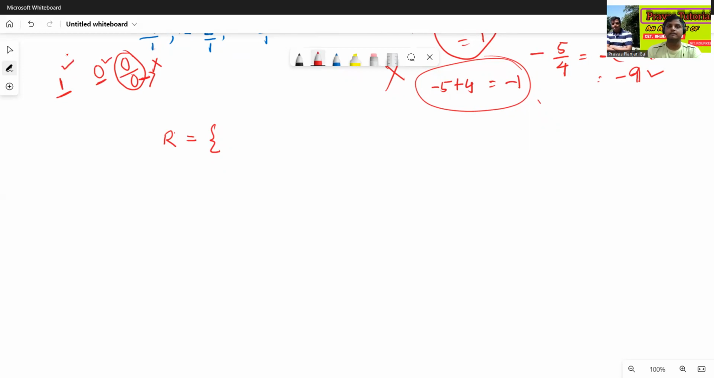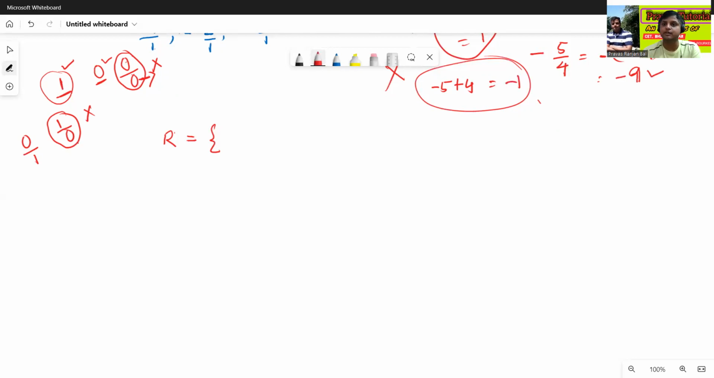So how to get 1? There are two possibilities for 1, either 0 by 1 or 1 by 0. But 1 by 0 is not a rational number. Why is 1 by 0 not a rational number?